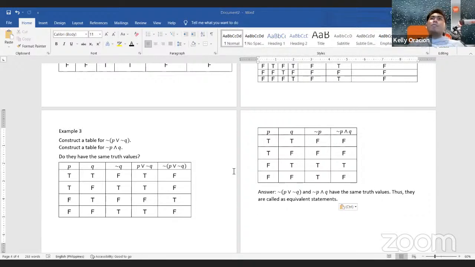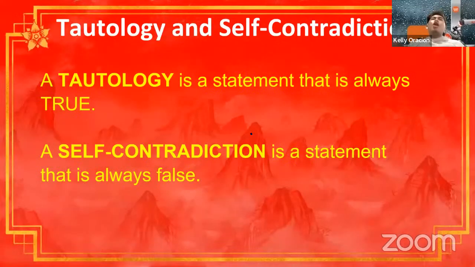Now let's proceed to the last part of our discussion, the tautology. Basic lang po ang tautology class, gagawa pa rin kayo ng table. Tautology and self-contradictions are opposite with each other. Tautology ang tawag if a statement is always true. Ang contradiction ang tawag if a statement is always false.